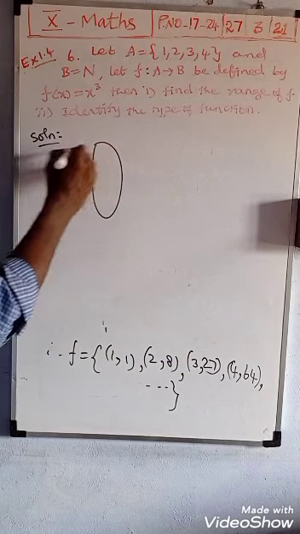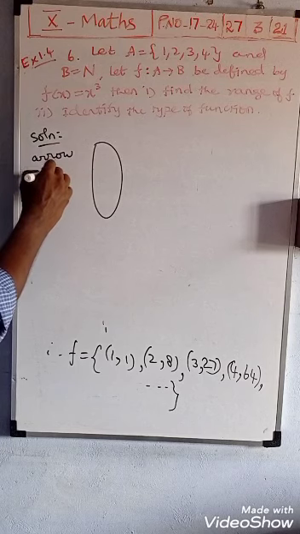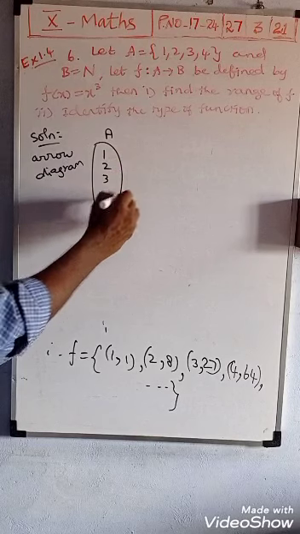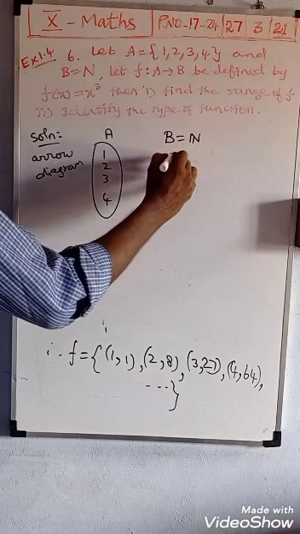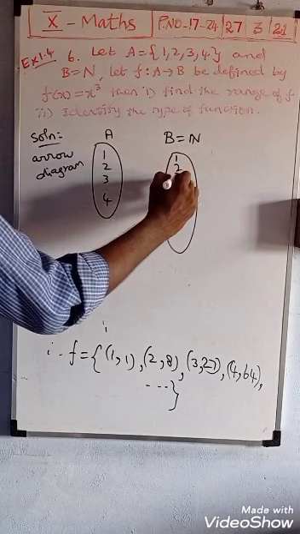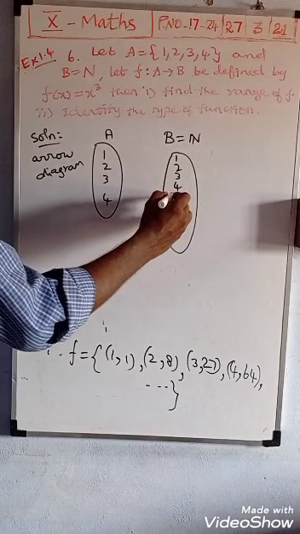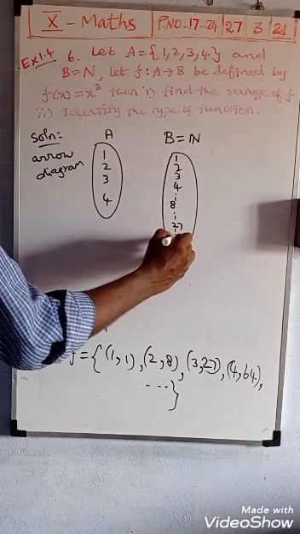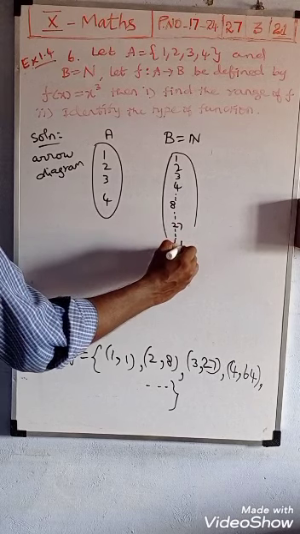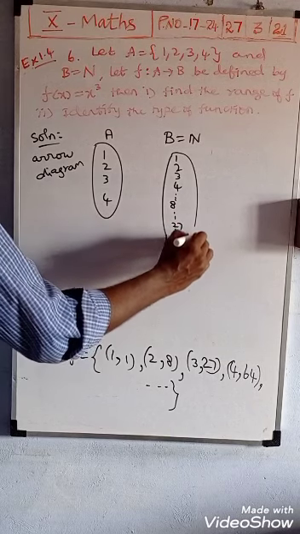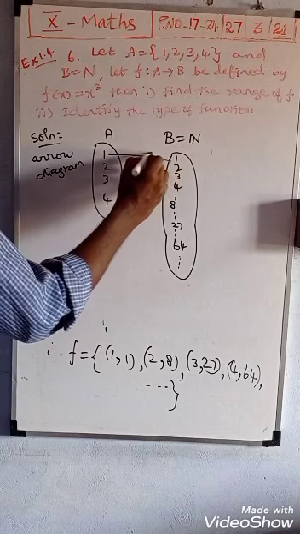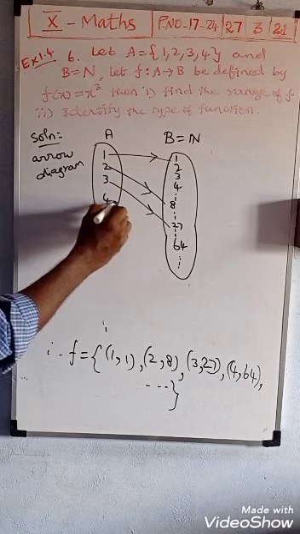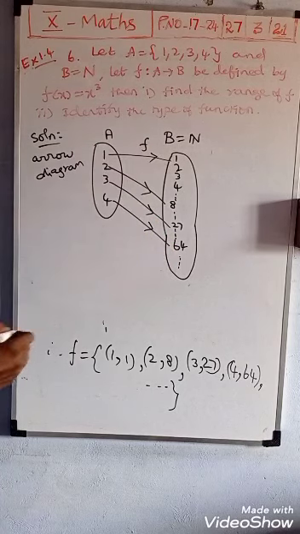First, the arrow diagram. A set has only 4 elements: 1, 2, 3, 4, and B set is the natural numbers 1, 2, 3, 4 and so on, then 8, then 27, then 64, and so on. Now 1 is mapped into 1, 2 is mapped into 8, 3 is mapped into 27, 4 is mapped into 64.